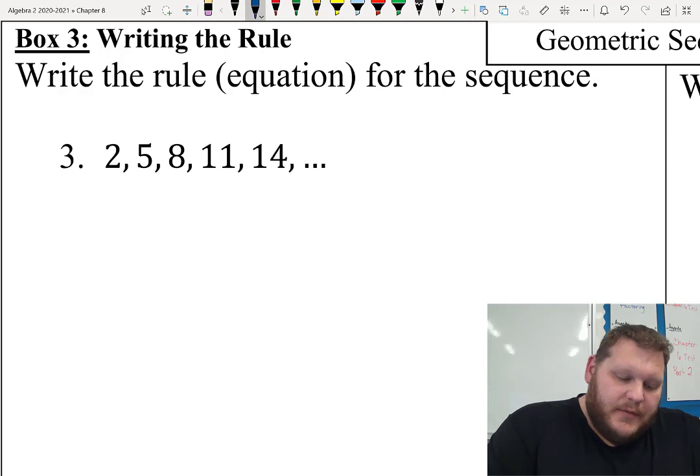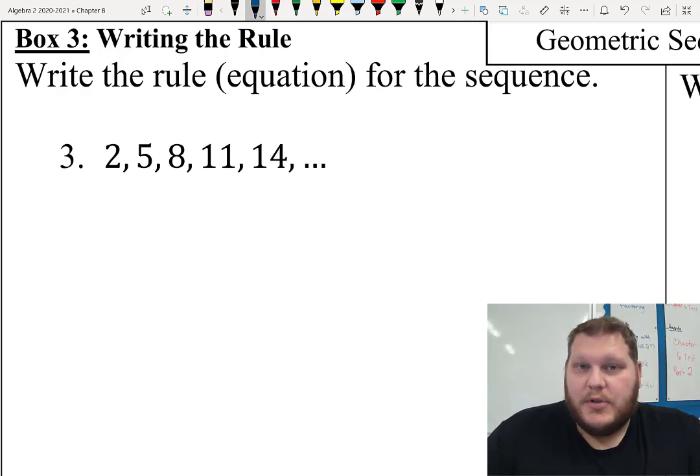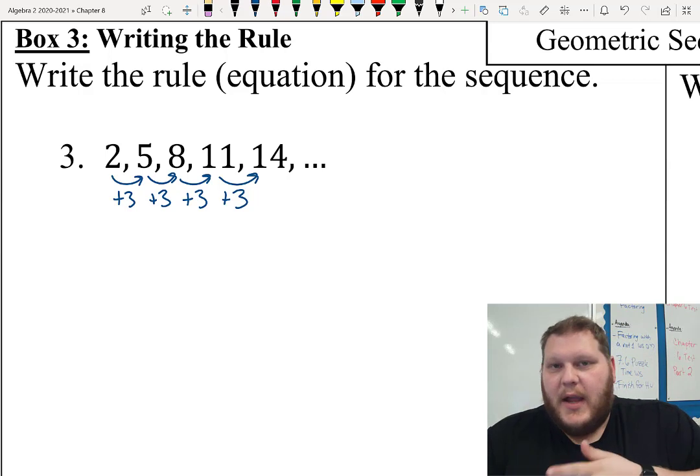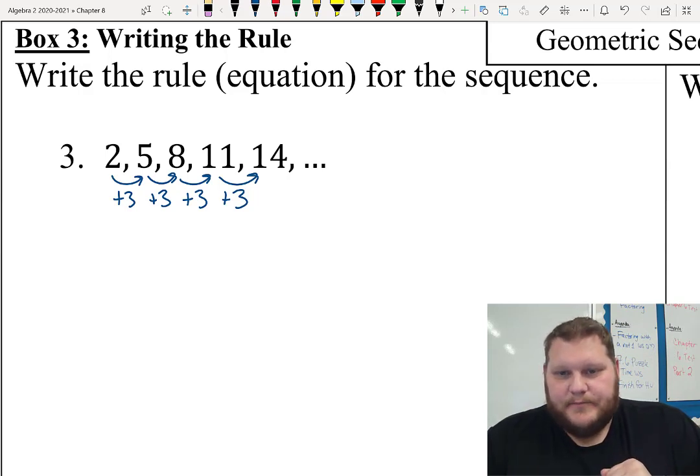So with this one, if we look at how my numbers grow, I'm going from 2 to 5, which is adding 3, to 8, to 11, 14, so on and so forth. So we can see each step of the way I'm just adding 3 to my sequence.